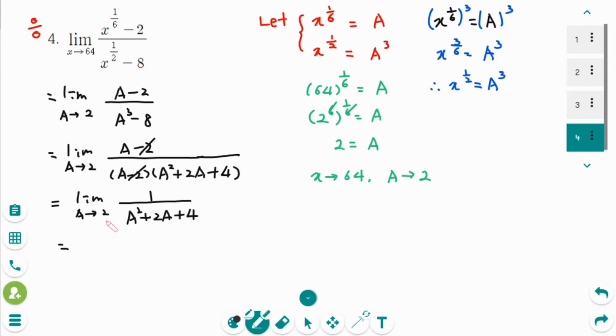And then put 2 into a. 2 squared plus 2 times 2 plus 4. So 1 over 4 plus 4 plus 4. So the answer is 1 over 12.